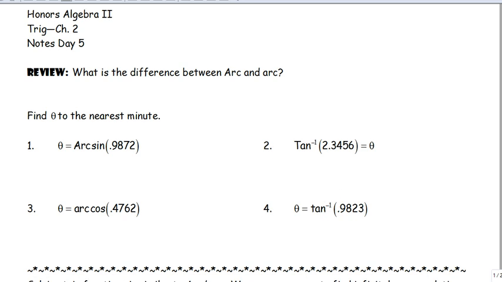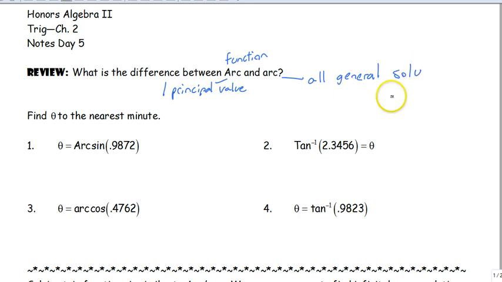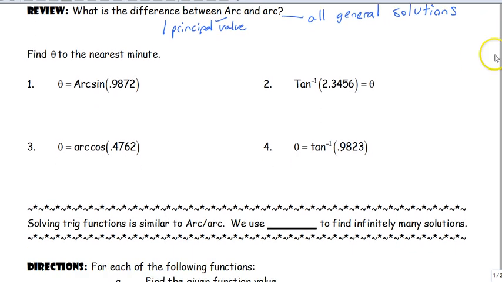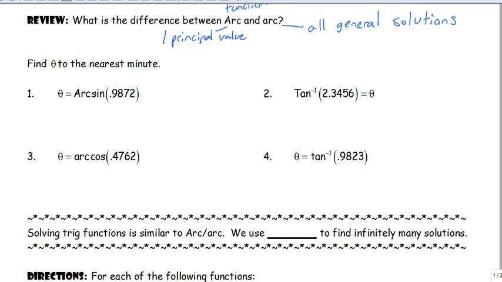But what is the difference between big arc and little arc? Big arc, you get the one principal value, and for little arc, it's not a function. Remember, big arc is a function, a value from a function, and little arc is all the general solutions. I will do these problems at the end, but if you guys want to try them on your own just to review, that's fine as well. And then you can turn the video off and you don't have to watch me do those if you want to just try to review them.